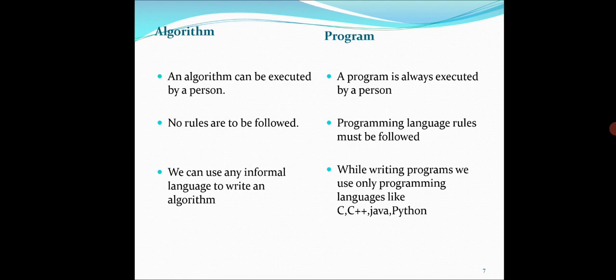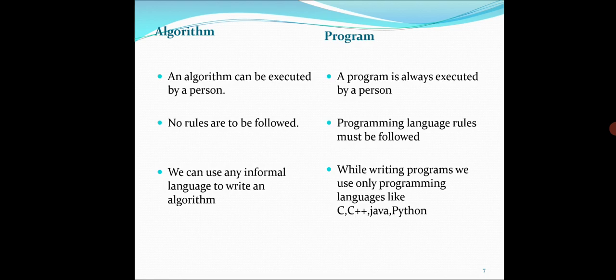No rules have to be followed in an algorithm, whereas a programming language must follow the rules. We can use any informal language or mathematics to write an algorithm. While writing a program, we can use only programming languages like C, C++, Java, Python, etc. An algorithm cannot be understood by the computer, whereas a program can be understood by the computer.